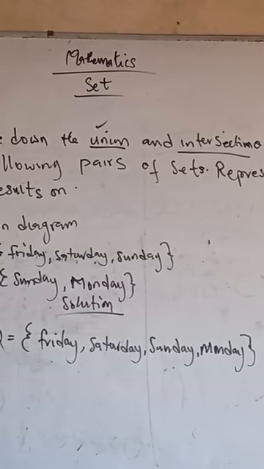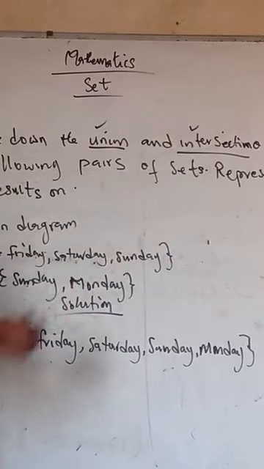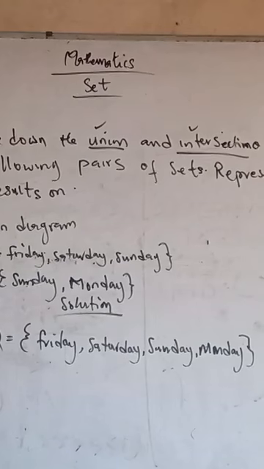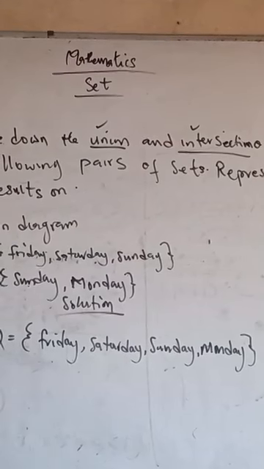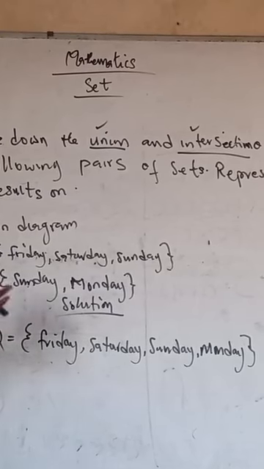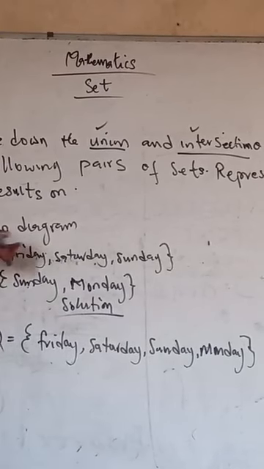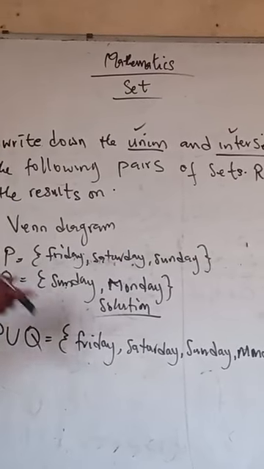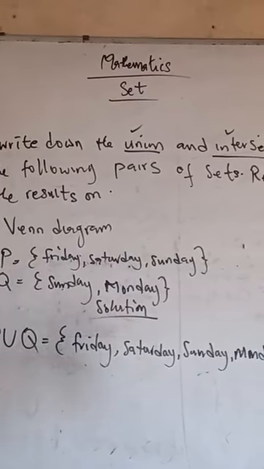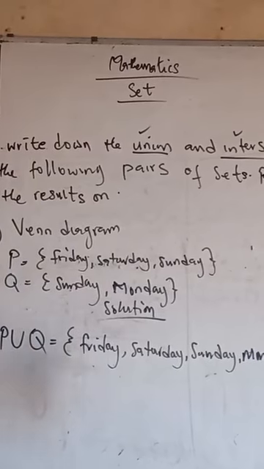Now, coming to the next one. What is intersection? Intersection, I told you that you pick the elements that are the same. Elements that are common. The element you see in P, and that element is being located in Q. That is intersection. That element you can see in both sets.